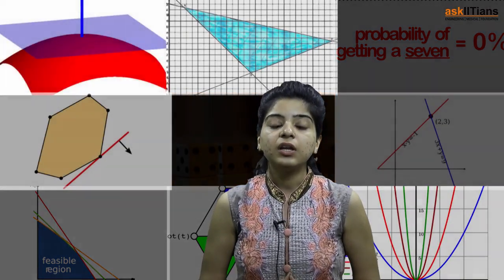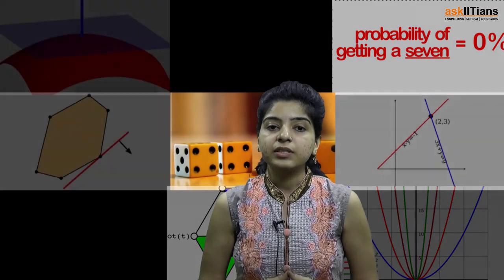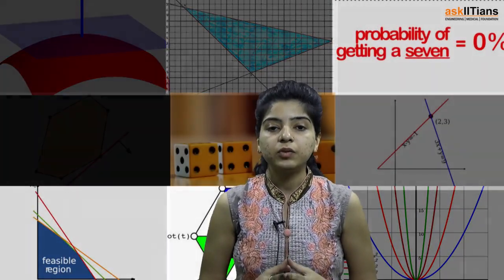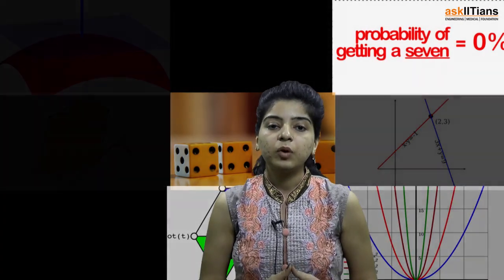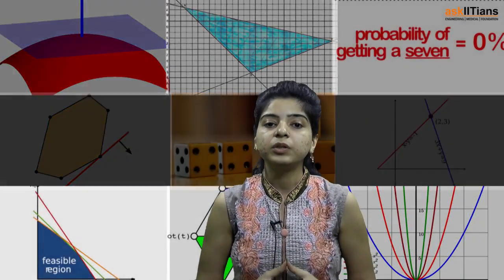Now in the next section our focus would be on different types of LPP. In fact, we have already discussed the mathematical formulation. Now we'll see how to solve the different types of LPP, that is the product line problems, optimal product line problems, diet problems, and finally the transportation problems.